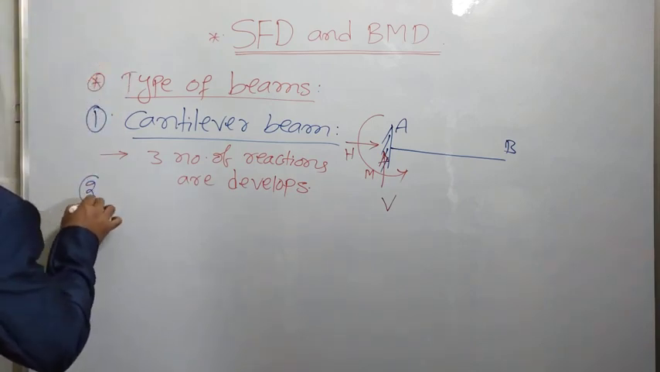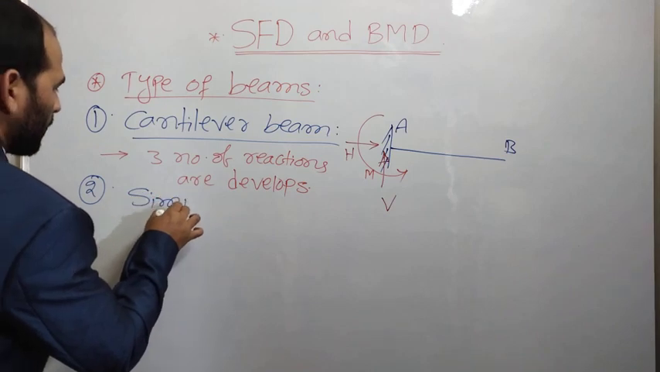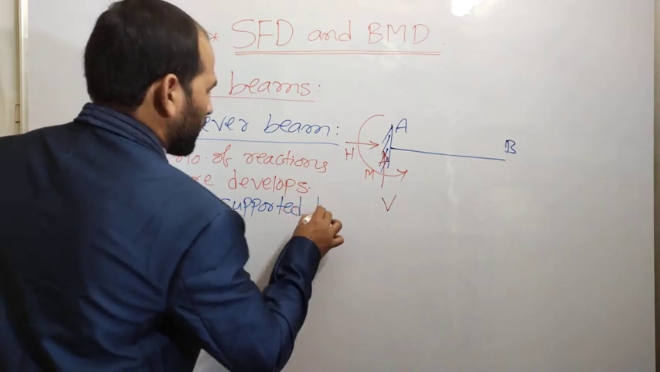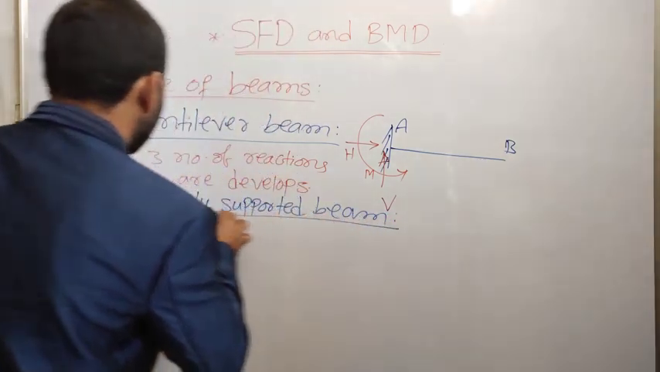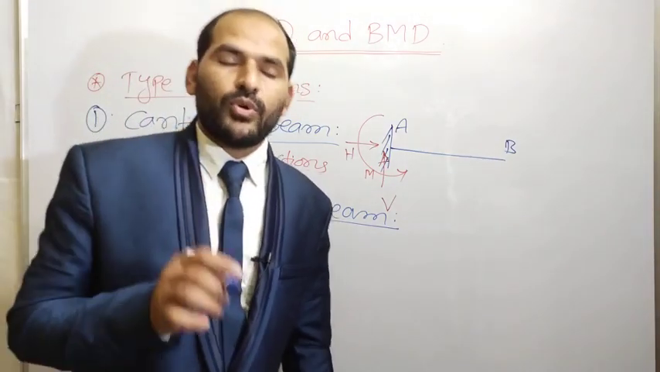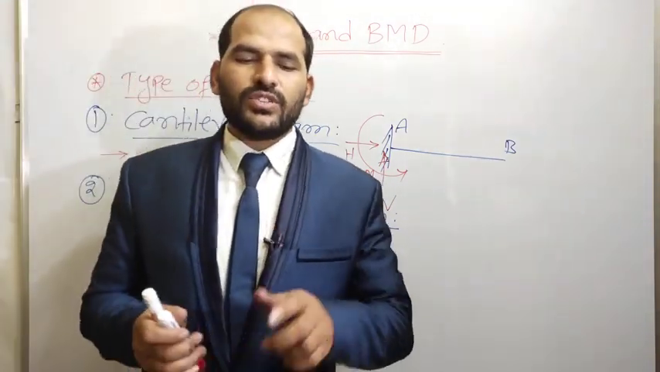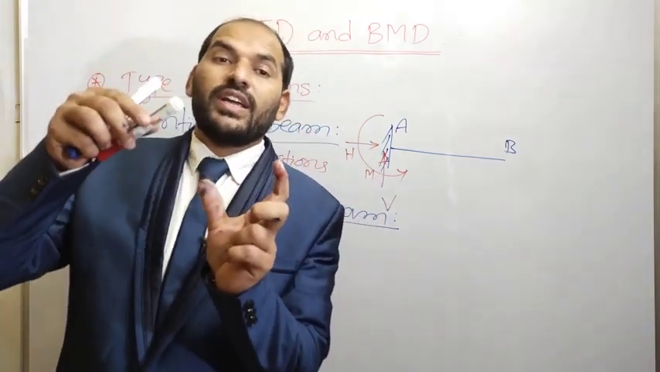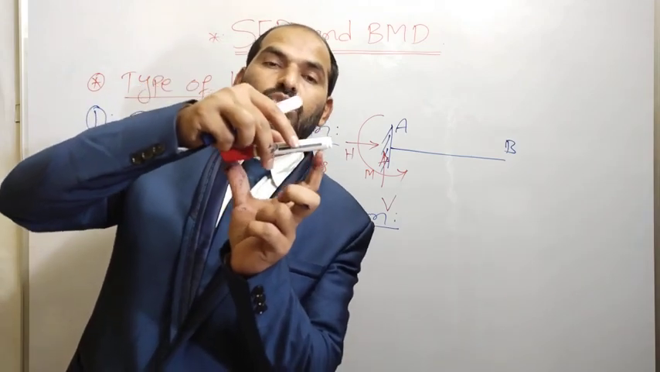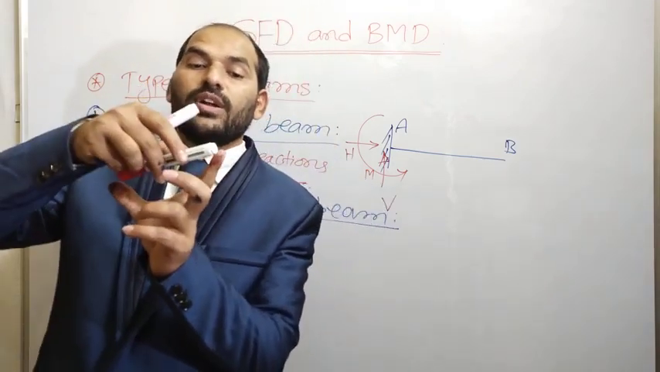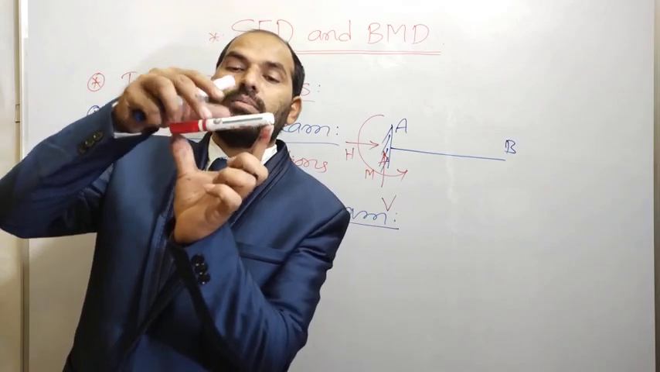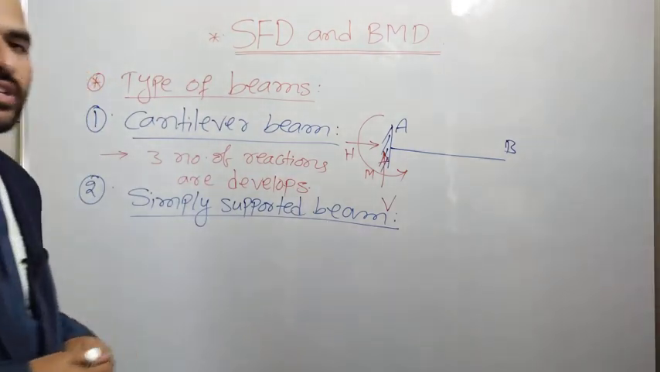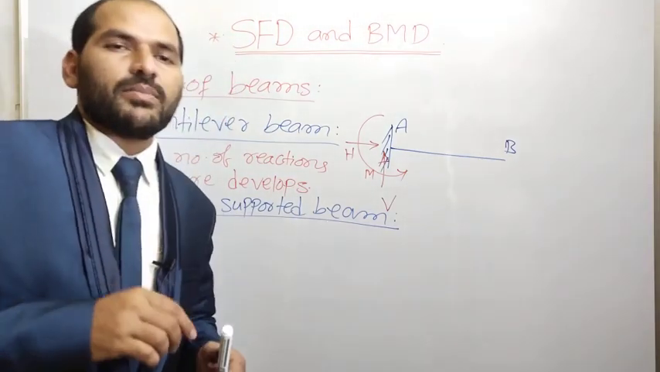And the second one is the simply supported beam. This is one support, and this is another support. If a beam rests freely on two supports, this is called a simply supported beam.